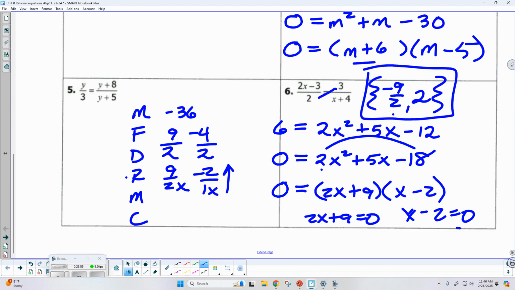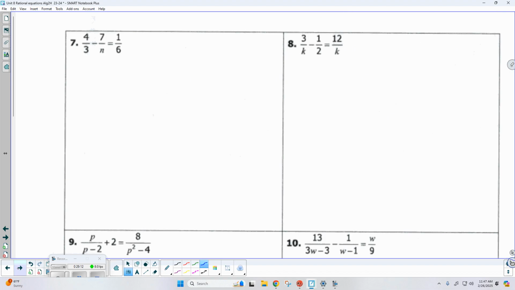All right, how are we doing with rational equations? Okay. No problems. If it's a proportion, cross multiply, solve the resulting equation, we're good to go. Okay. All right, so let's look at the next level. Now these, starting with number 7, they're not going to be proportions. So here's the thing. You can create a proportion.